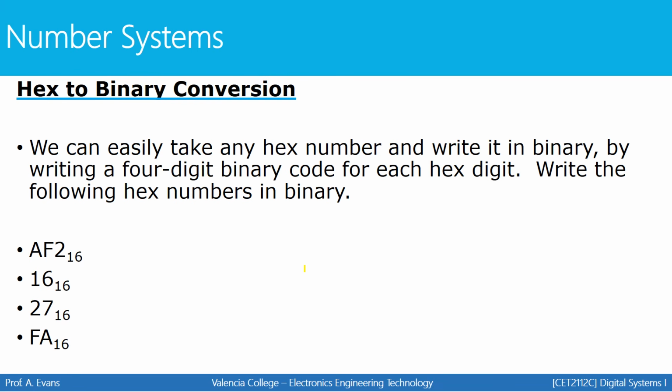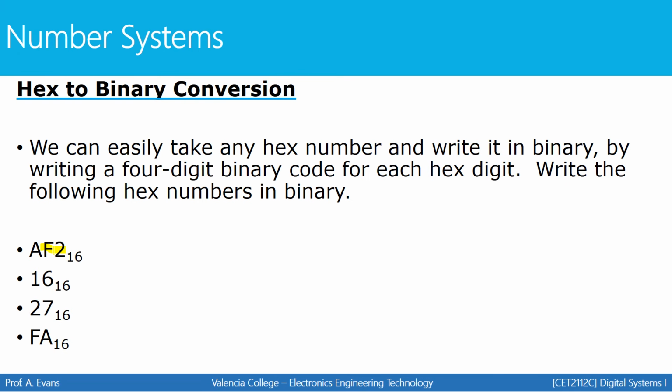Now we're going to go the opposite way. We just did binary to hex. Now we're going to do hex to binary. We can easily take any hex number and write it in binary by writing a 4-digit binary code for each hex digit. So now we're going the other way. We're going to take each hex digit. So here's a hex number, AF2. I'm going to take the 2 and write that out in exactly 4 binary digits. I'm going to take the letter F and write that out in exactly 4 binary digits, and so forth.